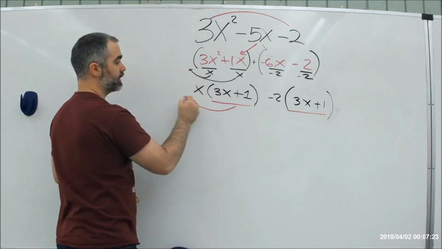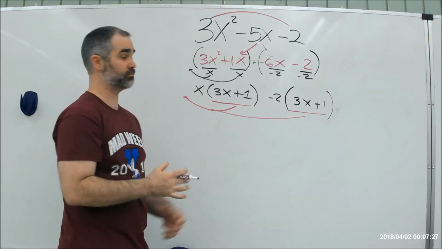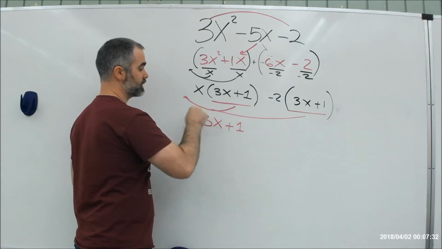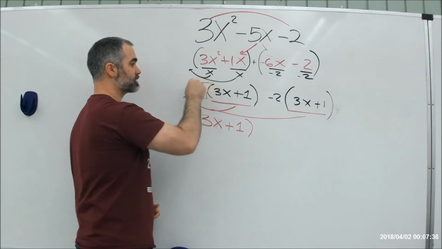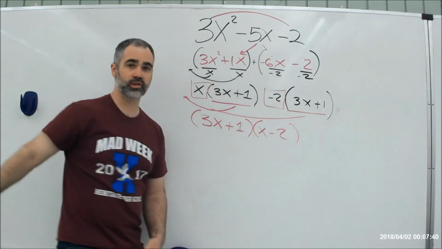So I'm going to go ahead and do that. Again, I can't do that unless they're the same. So that leaves me with 3x plus 1 on the outside here, the parentheses has been factored out. And what's left is my x and negative 2, and that forms the rest of the parentheses here.